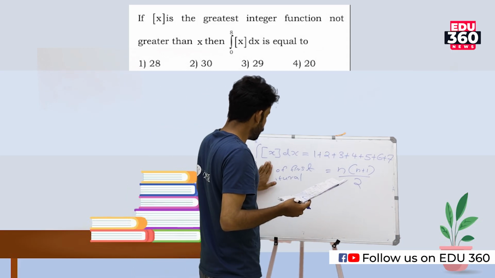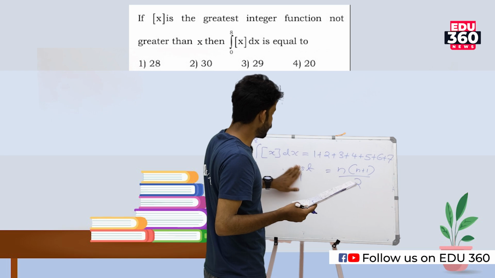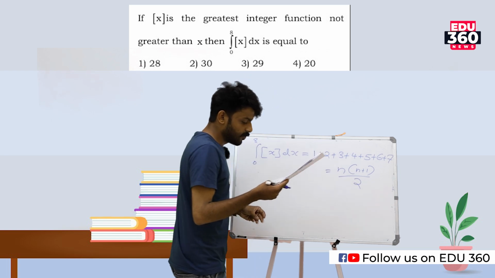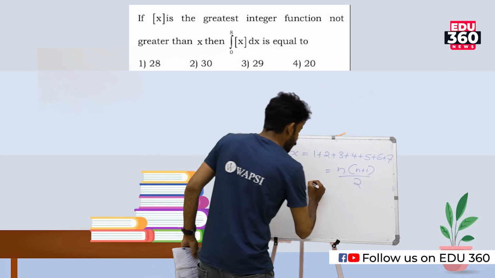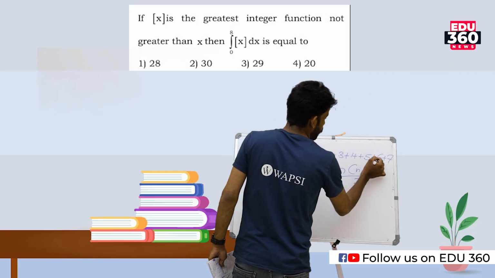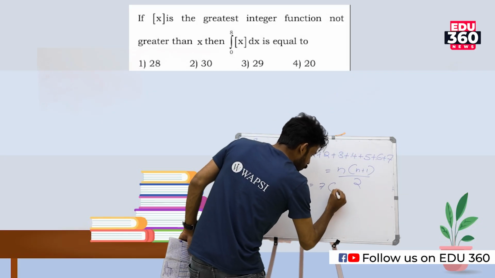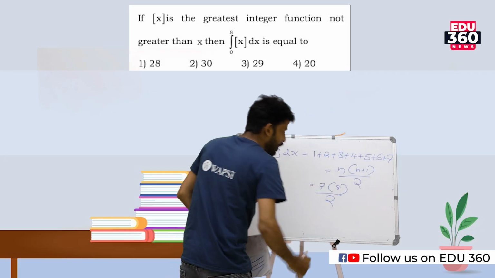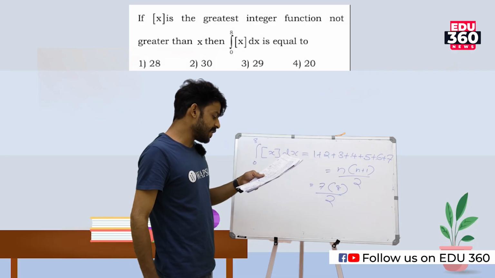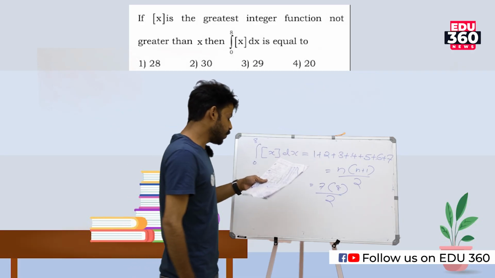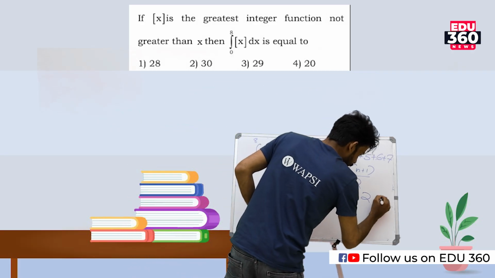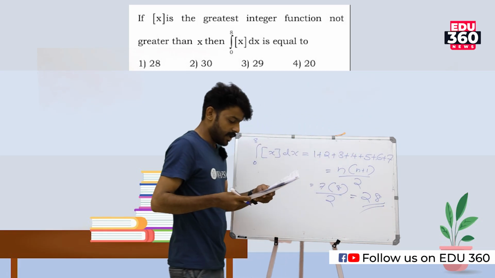Here just substitute the value of n. What is the value of n? 1, 2, 3, 4, 5, 6, 7. So n is 7. So 7 into 8 divided by 2, that is equal to 28.